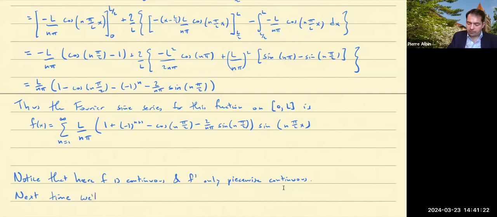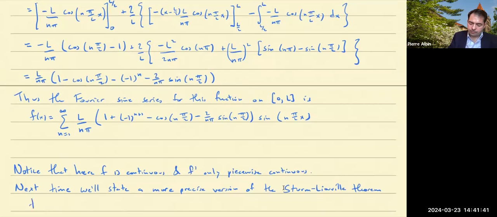Next time, we'll state a more precise version of the Sturm-Liouville theorem that allows for this kind of function. Okay, but that will wait till next time.